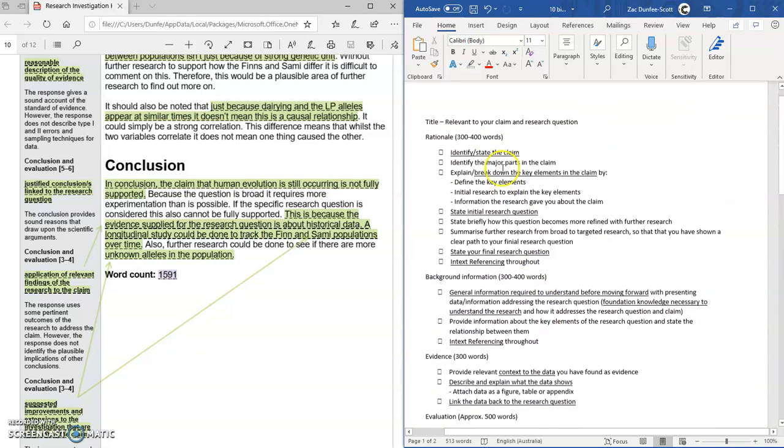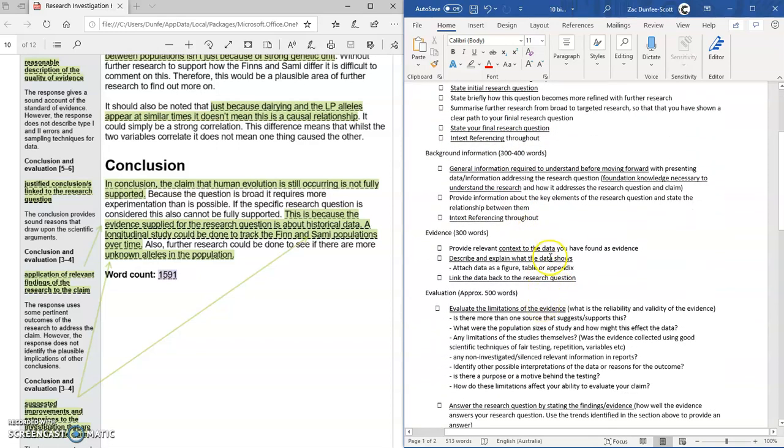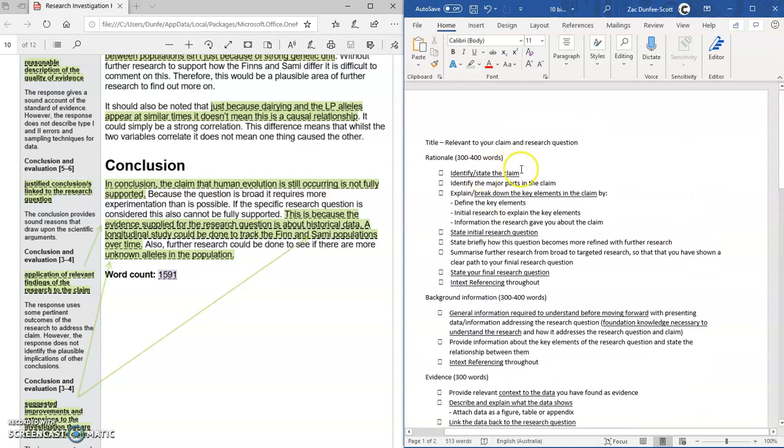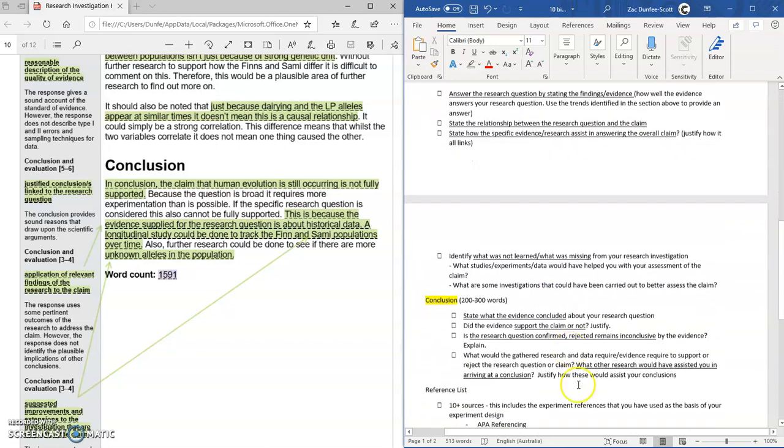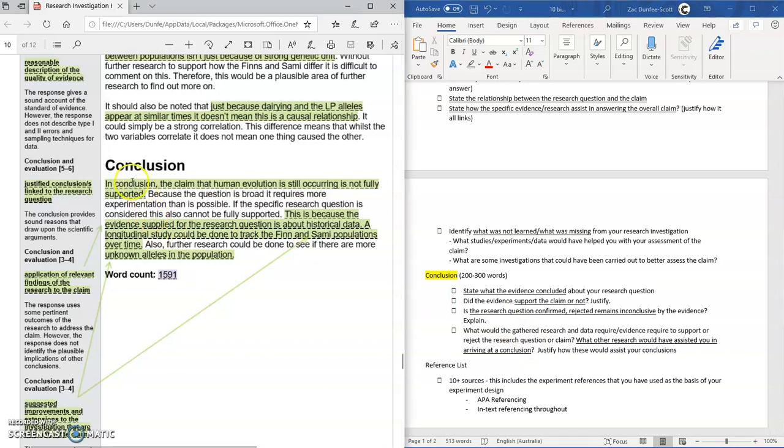Okay, if we have this claim, and we've gone on a research investigation to find evidence to identify if this claim is true or not, you're essentially just answering that in this last section here. To use an example, in the conclusion of the example: In conclusion, the claim that human evolution is still occurring, obviously that was the claim that they did in their assignment, is not fully supported. Because the question is broad, it requires more experimentation than is possible. Okay, that might be very true for what you're looking at as well.